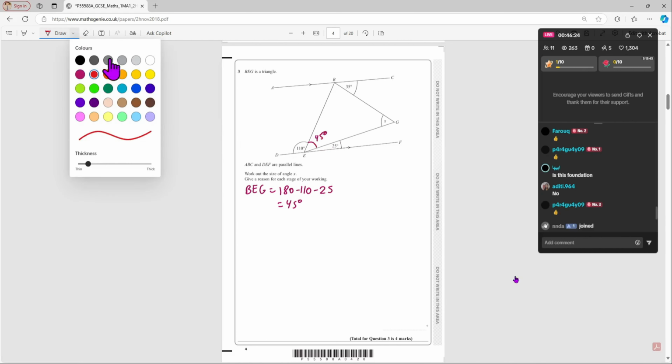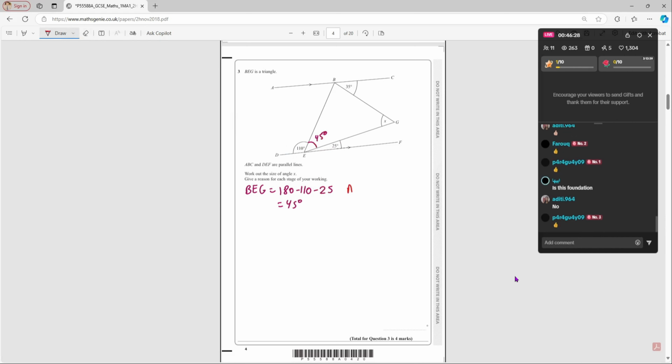And remember, we have to show each stage of our working. So then we actually have to write angles on a straight line add up to 180 degrees.